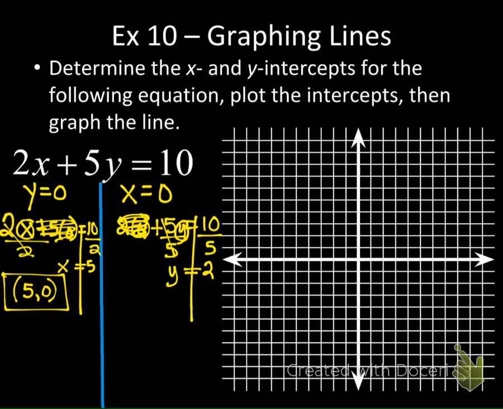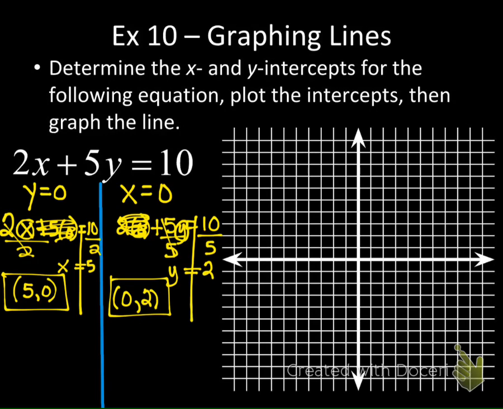So now I need to set my ordered pair. Remember, an ordered pair is made up of x, then y. So what's my x value? 0. And what's my y value? What's wrong with how I wrote this? There we go. Good. So we determine the x-intercept, we determine the y-intercept. Now I need to plot them.